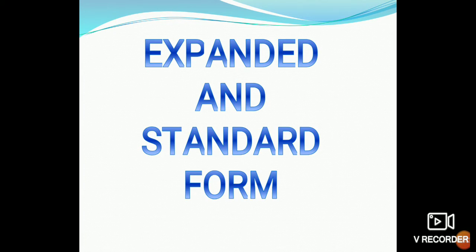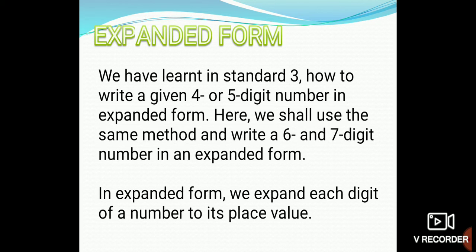Expanded and standard form. Expanded form. We have learned in standard 3 how to write a given 4 or 5 digit number in expanded form. Here we shall use the same method and write a 6 and 7 digit number in expanded form. In expanded form, we expand each digit of a number to its place value. 6 digit numbers. Let's see the expanded form of the number 429123.